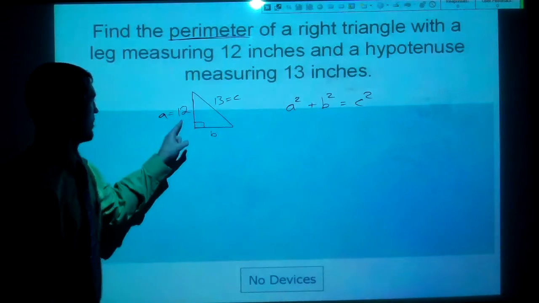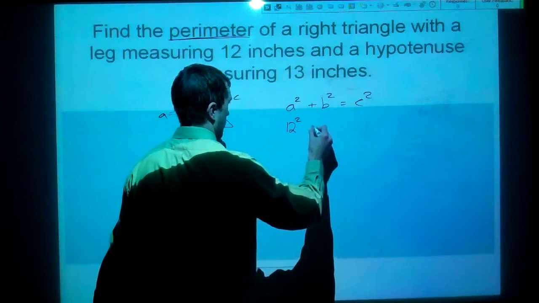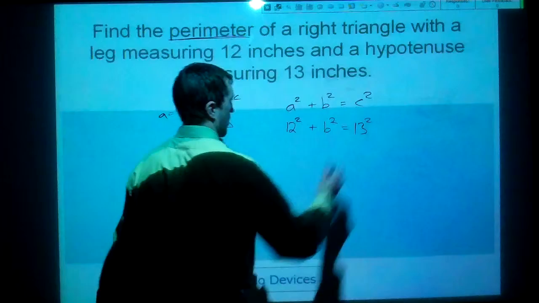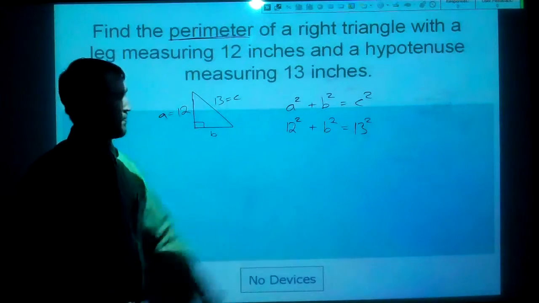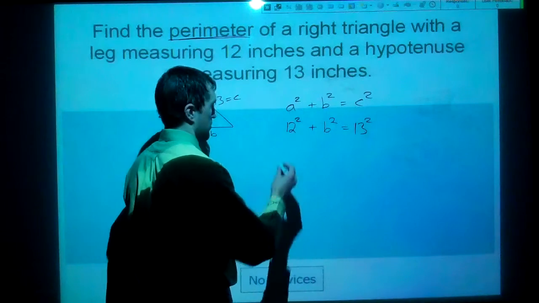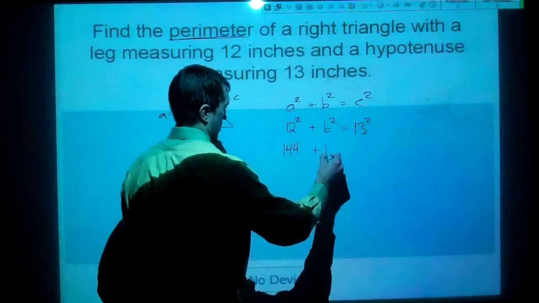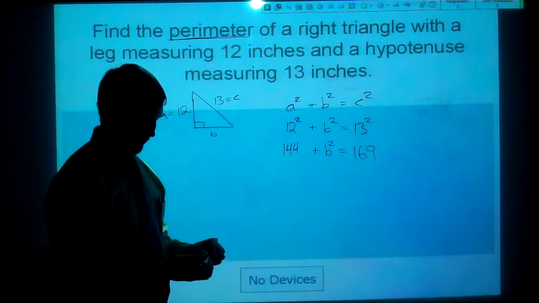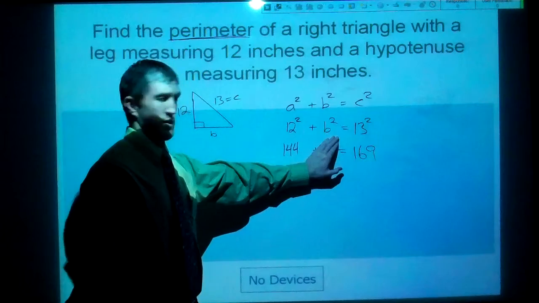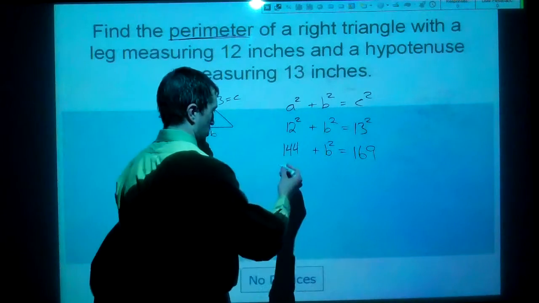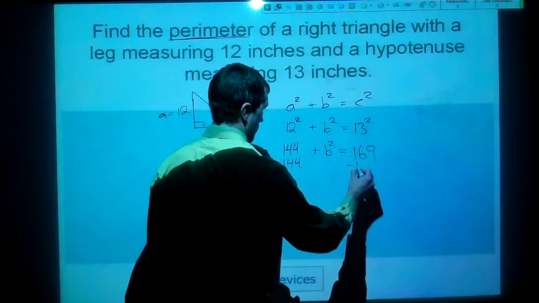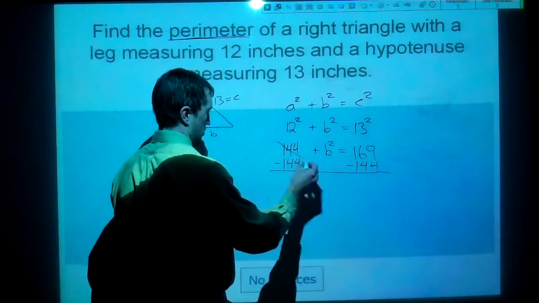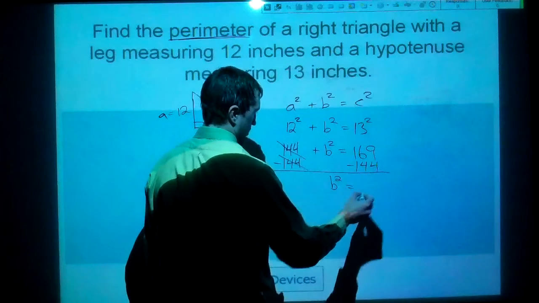Alright, so let's plug in what we know. 12 is a, so it would be 12 squared plus b squared, so we're trying to figure out b, and 13 for c. Alright, so we're trying to figure out b squared, or whatever b is. 12 squared means 12 times 12, 144. 13 times 13 is 169. So now we're looking for 144 plus what gives us 169. And to figure that out, we subtract 144 from both sides. We can see here we're going to get 0, so these cancel out with each other. And you're left with b squared equals 25.